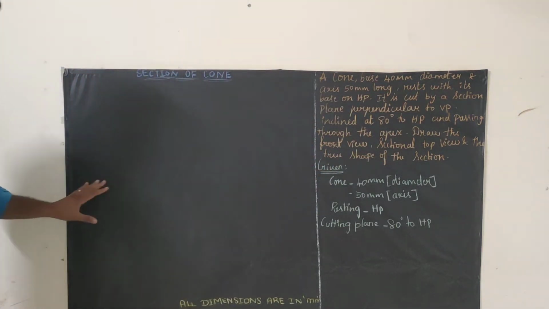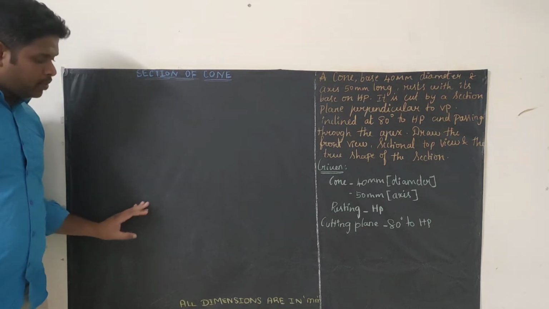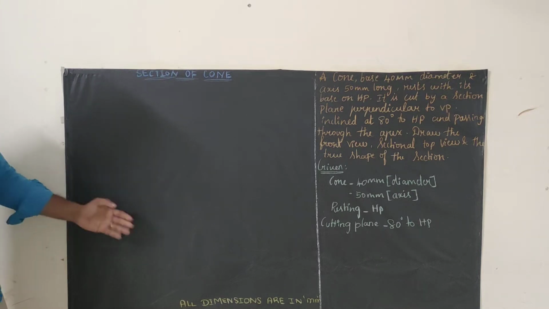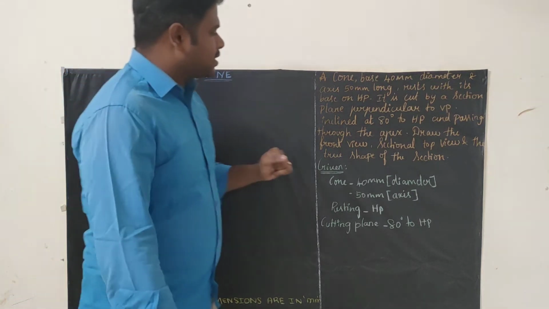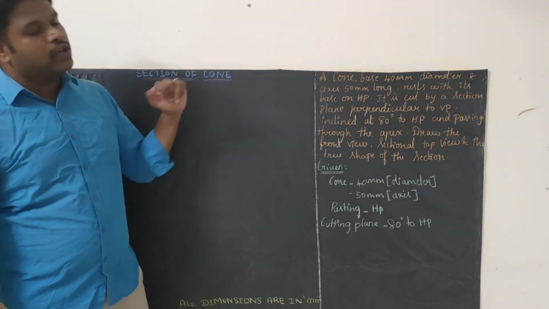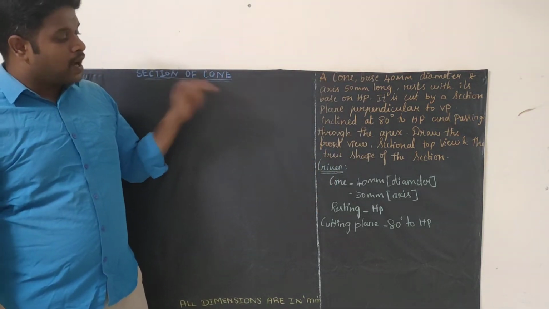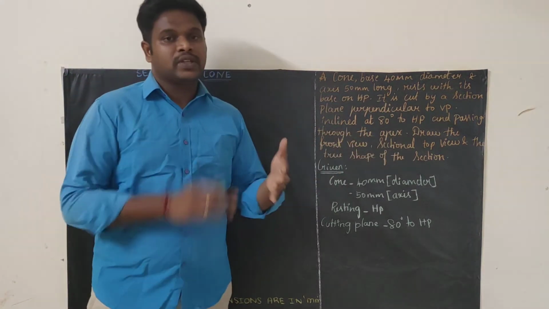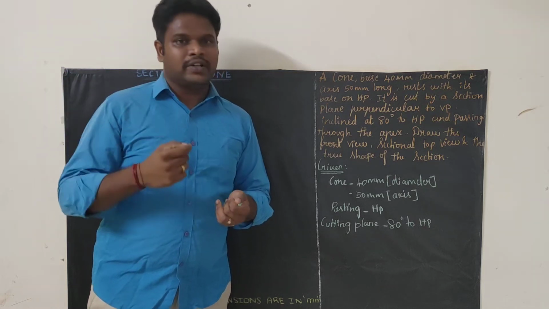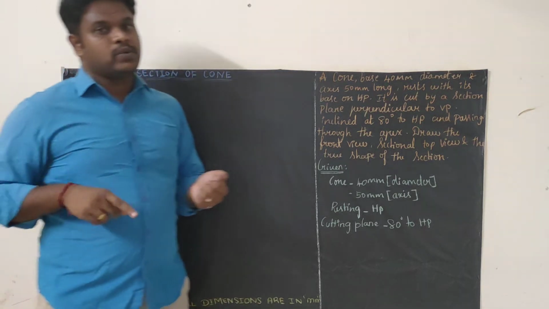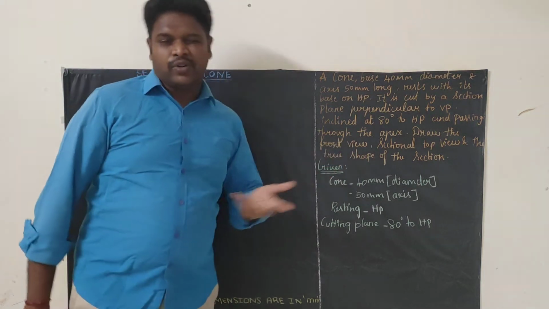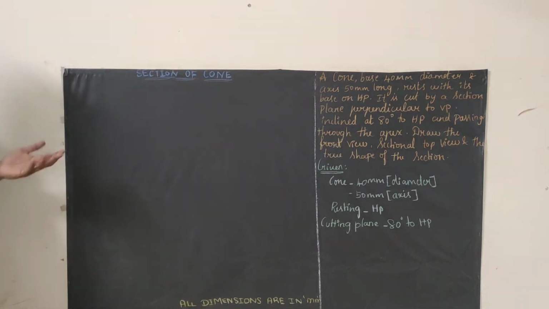So the base diagram which we are going to draw will be in the top view. We'll be drawing in HP only. So we will be drawing the base circle in HP. So this is our top view. It is cut by a section plane perpendicular to VP and inclined at 80 degrees to HP. And one more thing is that it is passing through the apex. Underline this word. A cone will have a sharp point at the top, that is called the apex or vertex. So the cutting plane is passing through the apex and its angle is 80 degrees. So we need to draw the front view, top view, sectional top view and true shape of the section. This is what they are saying.